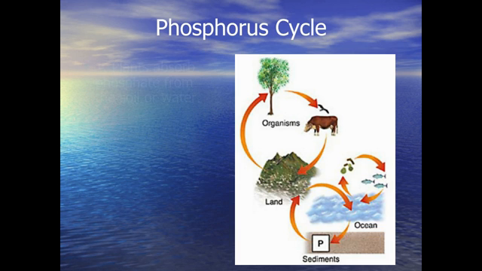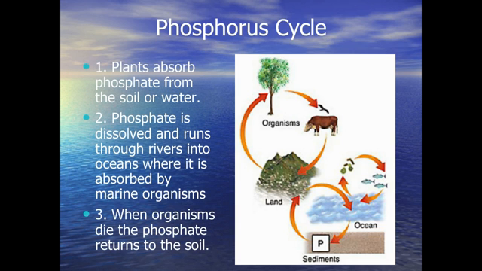The last one is the phosphorus cycle. The phosphorus cycle is a little bit different. What's different about the phosphorus cycle compared to the water cycle, the carbon cycle, and the nitrogen cycle? It's smaller. We don't have 3 reservoirs. We only have 2, right? There's no atmospheric component here.